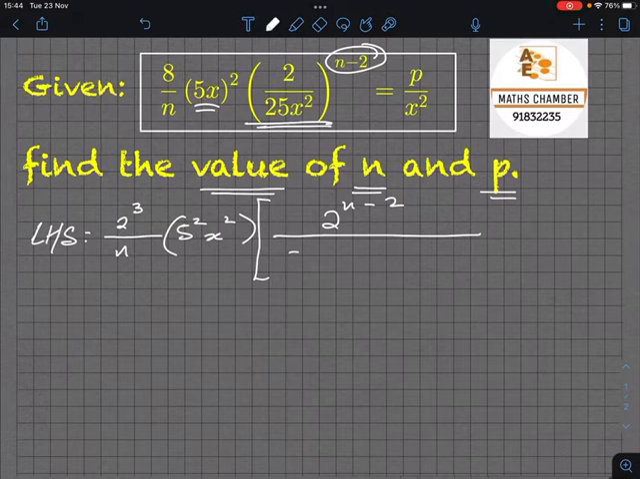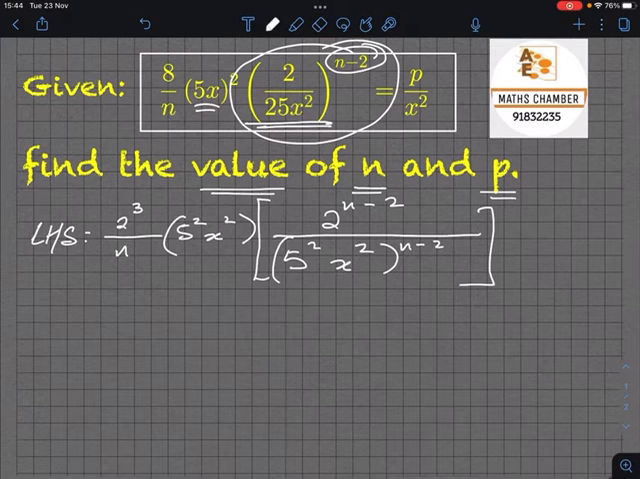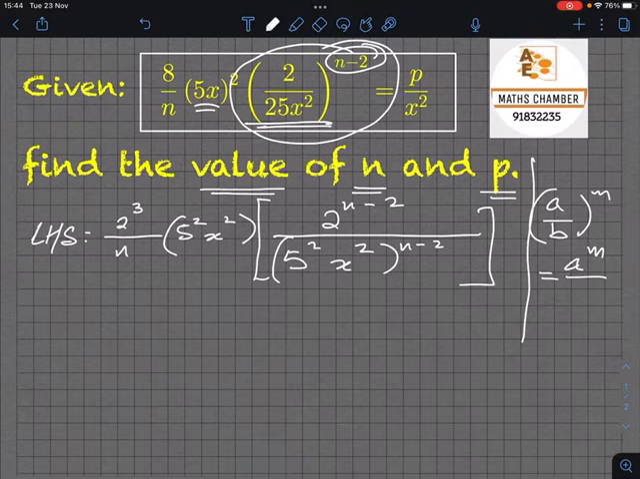Then we have the 25, which is 5 squared, x squared, and the whole chunk has a power of n minus 2, close bracket. So far so good. This whole chunk is the same as the law of indices: a over b to the power of m will be a to the power of m over b to the power of m. Please take note of that.